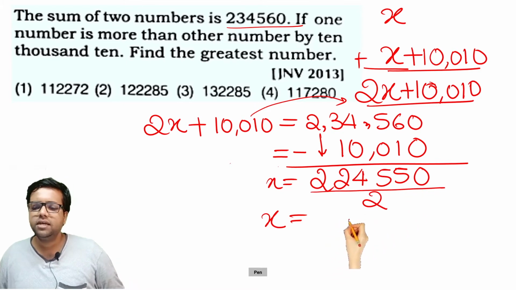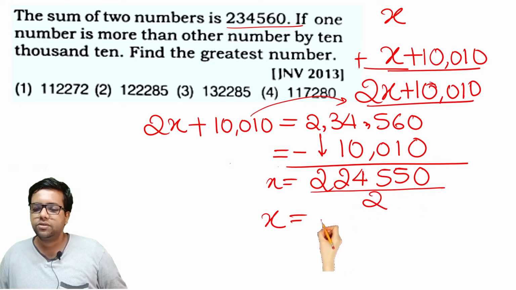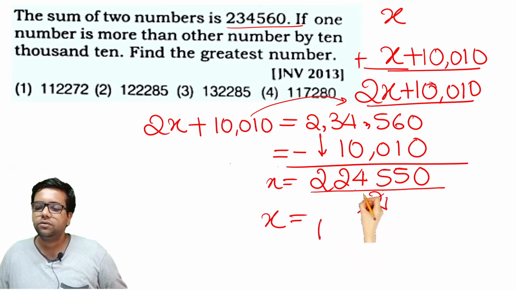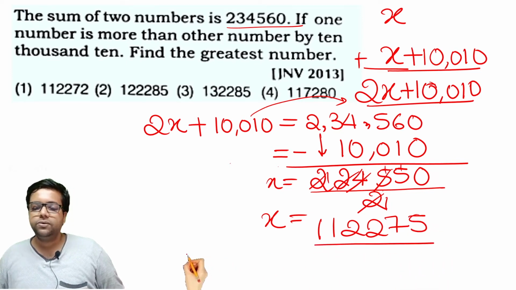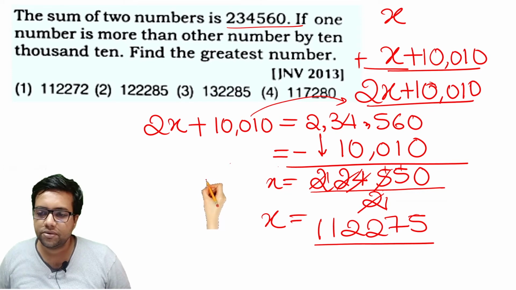Now do the short division here. 2 ones are 2, 2 ones are 2, 2 twos are 4, 2 twos are 4. You are left with 1. So 15, 2 sevens is 14. You are left with 10. 2 fives is 10. 1 1 2 2 7 5.